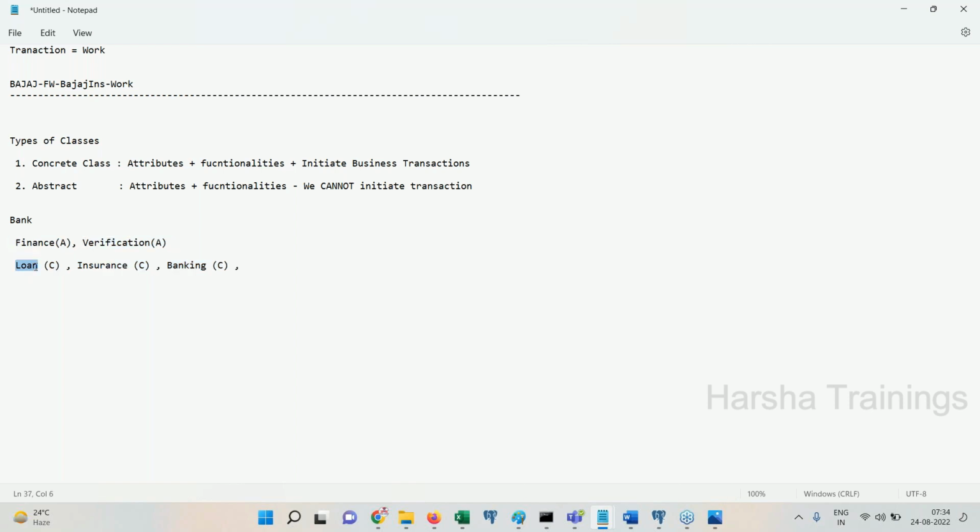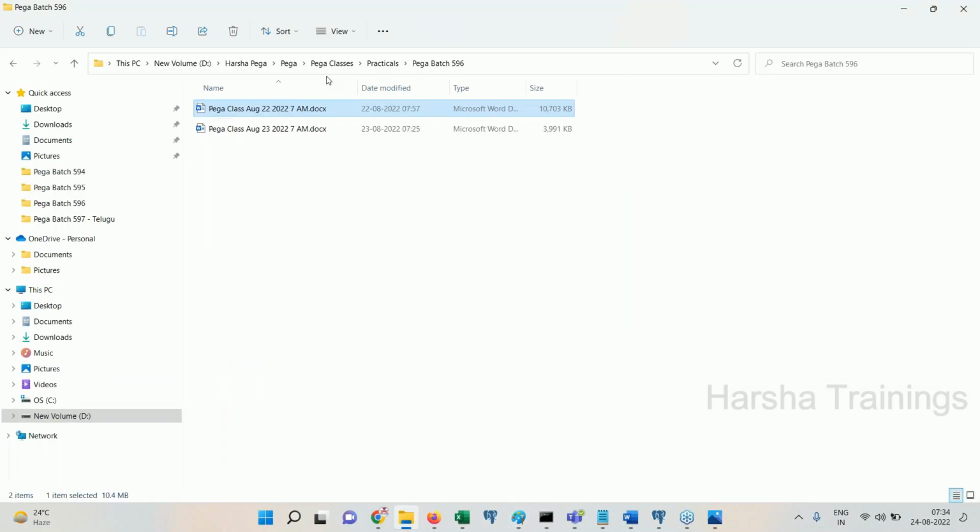So the loan department will utilize the functionalities of the verification department. The insurance department will utilize the functionalities of verification. Even banking also will utilize the functionalities from verification. If you go to organization structure, I'll go to diagrams.